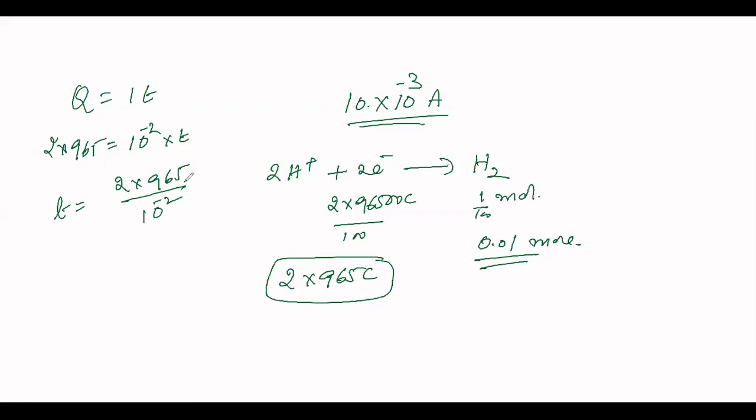1.93 into 10 to the power of 4, ma'am? 4 you are getting? Okay, fine. So this goes to the numerator. So 2 into 965 becomes 1930, isn't it? This becomes 1930 into 100. So basically it should be 10 to the power 5.